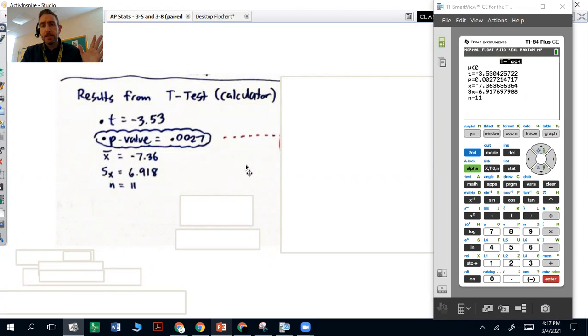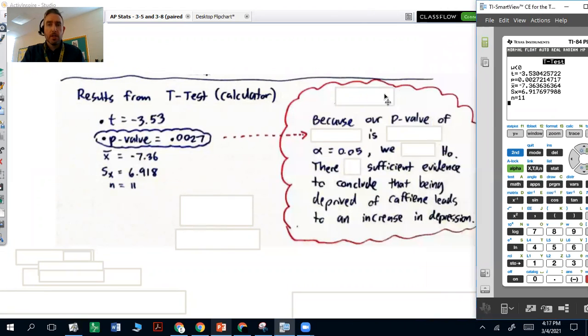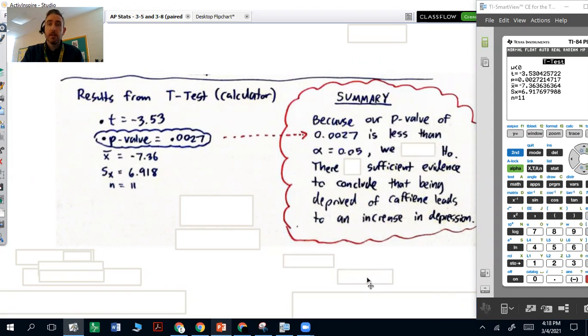Now, as far as our summary, you just kind of compare it to your alpha. So in our summary, our p-value of 0.0027 is less than 0.05, we reject. So if it's small, we reject. There is sufficient evidence to conclude that being deprived of caffeine leads to an increase in depression.